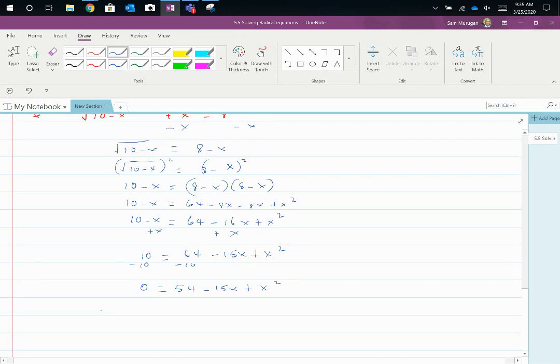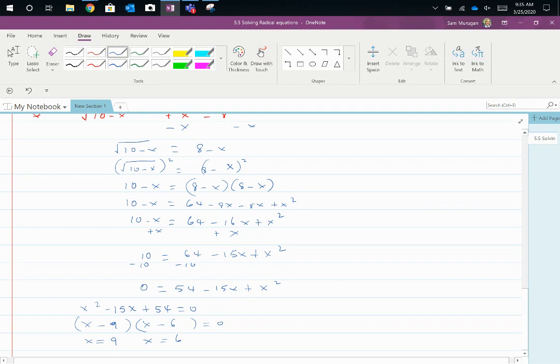So I'm going to write this in a friendlier way and factor it. Two numbers that multiply to give 54 and add to give negative 15. x minus 9, x minus 6 is equal to 0. So x is equal to positive 9 and x is equal to positive 6.